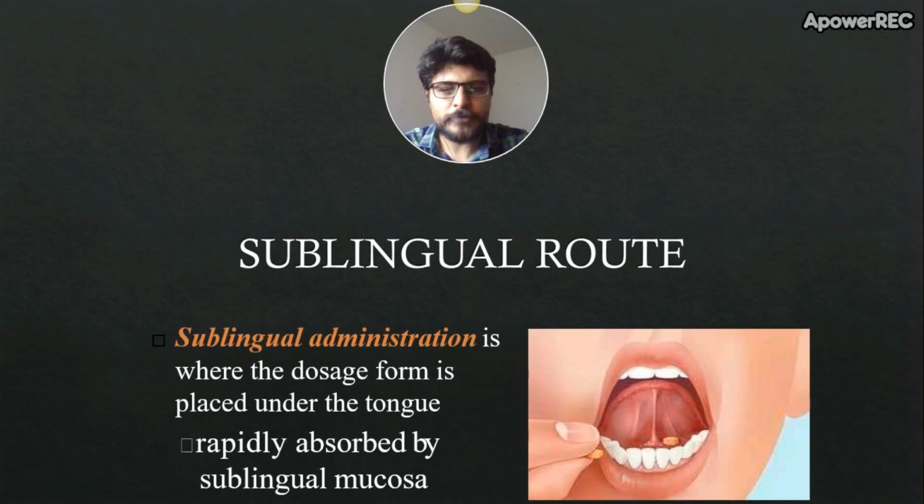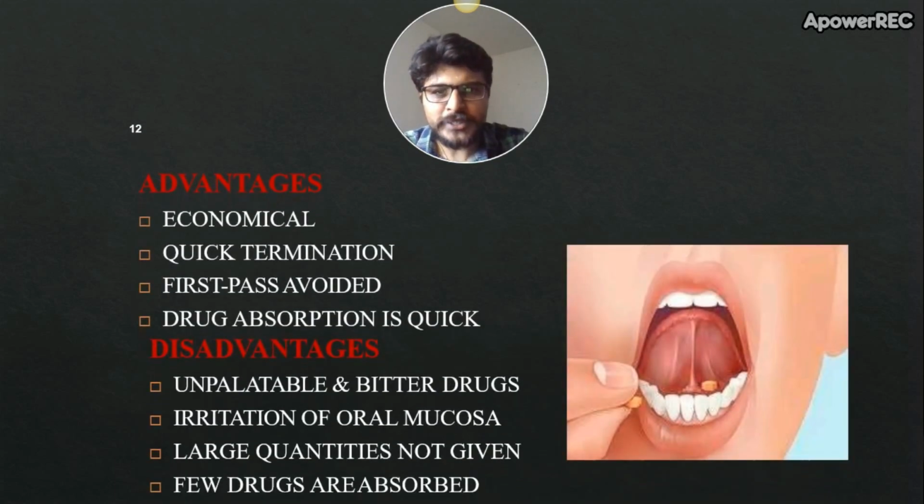Sublingual administration is where the dosage form is placed under the tongue. Under the tongue there is a huge amount of blood circulation, which facilitates absorption of the drug. It is a rapid form of absorption. The advantages of the sublingual form are it is economical, quick termination also occurs, first pass is avoided, and drug absorption is quick, right? The main advantage among these is that first pass metabolism is avoided.